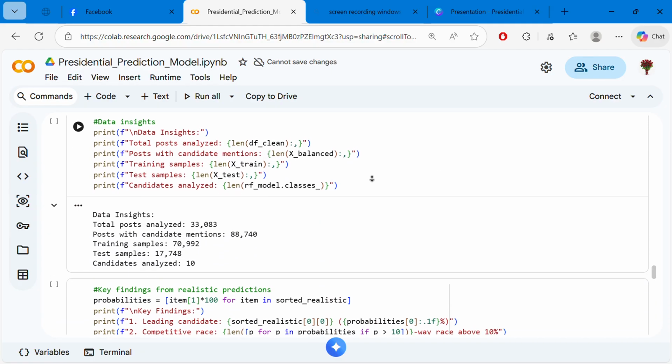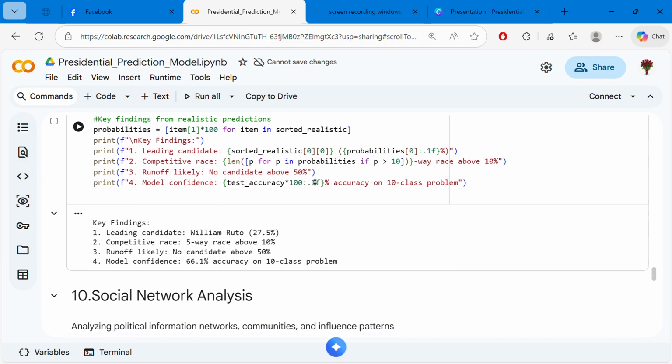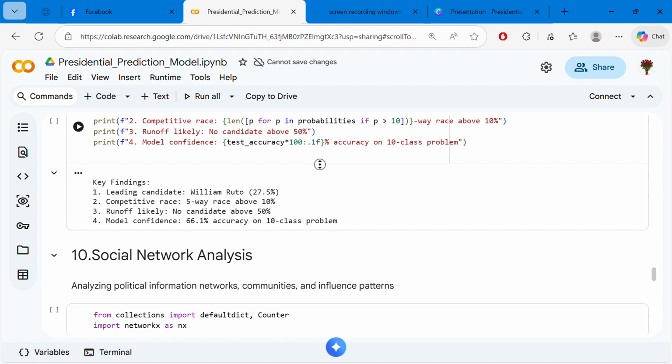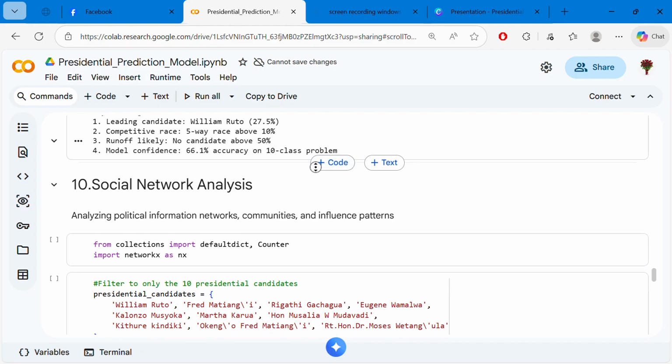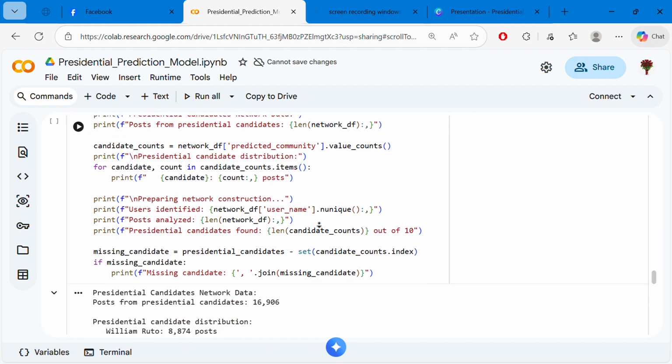For data insights, the final prediction of the model was that William Ruto will be leading with 27.5%. The accuracy of the model was 66.1%, since we had a dataset from different features.